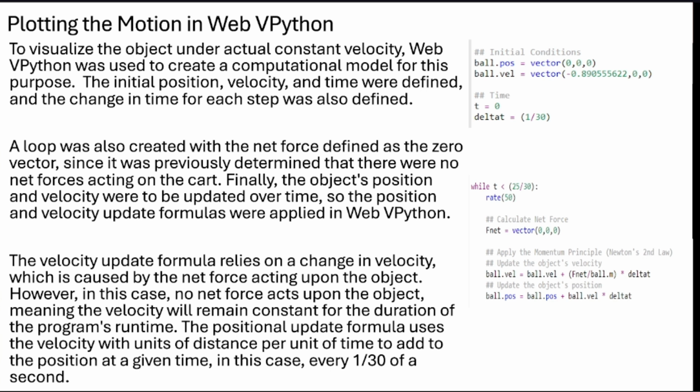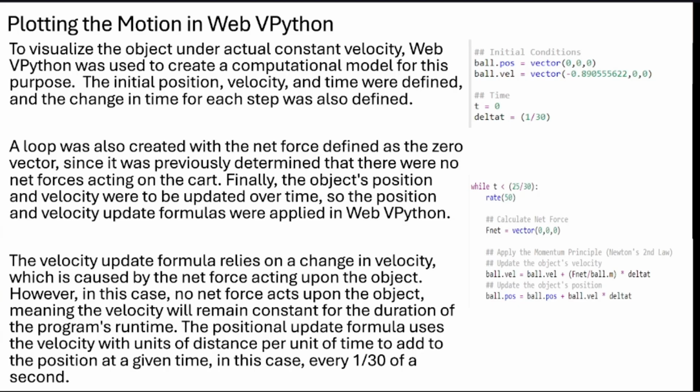Finally, the object's position and velocity were to be updated over time. So, the position and velocity update formulas were applied in WebVPython. The velocity update formula relies on a change in velocity, which is caused by the net force acting upon the object. However, in this case, no net force acts upon the object, meaning the velocity will remain constant for the duration of the program's runtime.